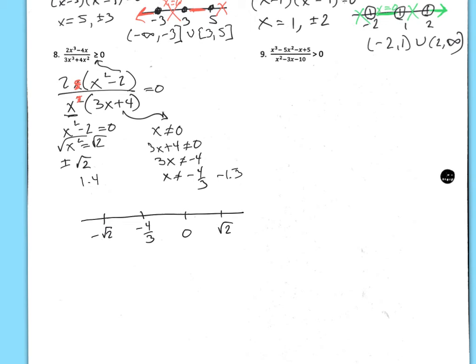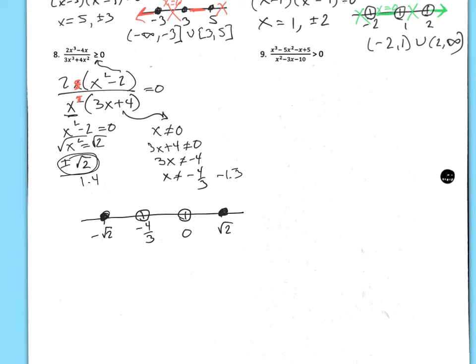The top uses the original symbol. So the answers we got from the top are going to be closed because the original symbol has a line under it. The bottom is open because it's not allowed to be those, right? It's not allowed to equal 0, open. It's not allowed to equal -4/3, open.